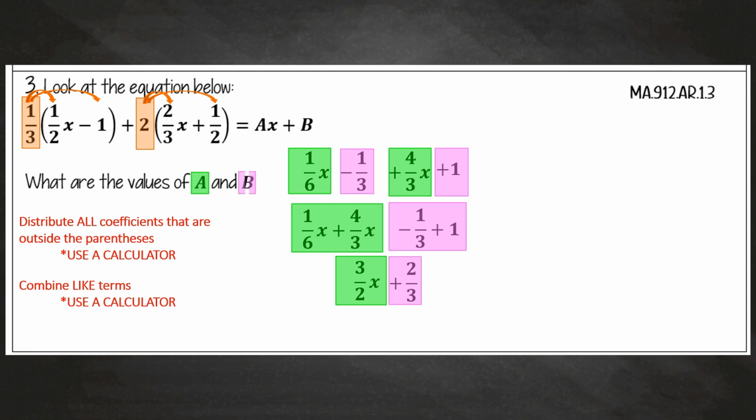So our a and b, remember, that's what it's asking for. Identify the a. So our a is equal to 3/2. Okay, we don't have to worry about the x. And our b is equal to 2/3. All right.